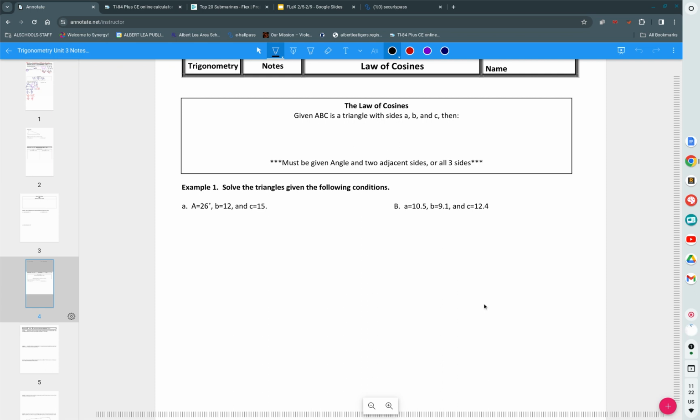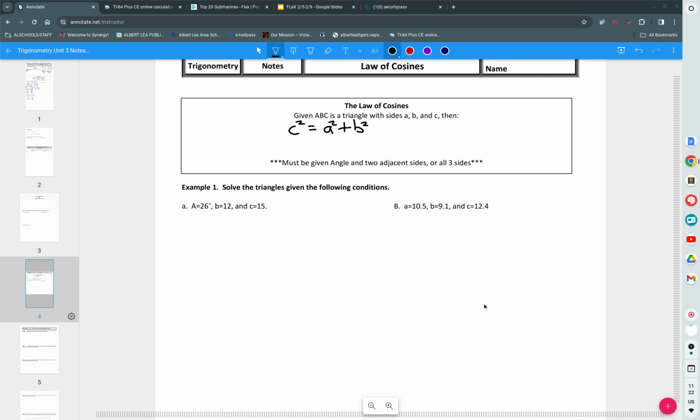The law of cosines allows us to solve triangles if you're given, say, all three sides, or if you're given a side-angle-side. And the law of cosines looks like this. It's going to look very familiar to you. c squared is equal to a squared plus b squared. Does that look familiar? That's the Pythagorean theorem, isn't it?